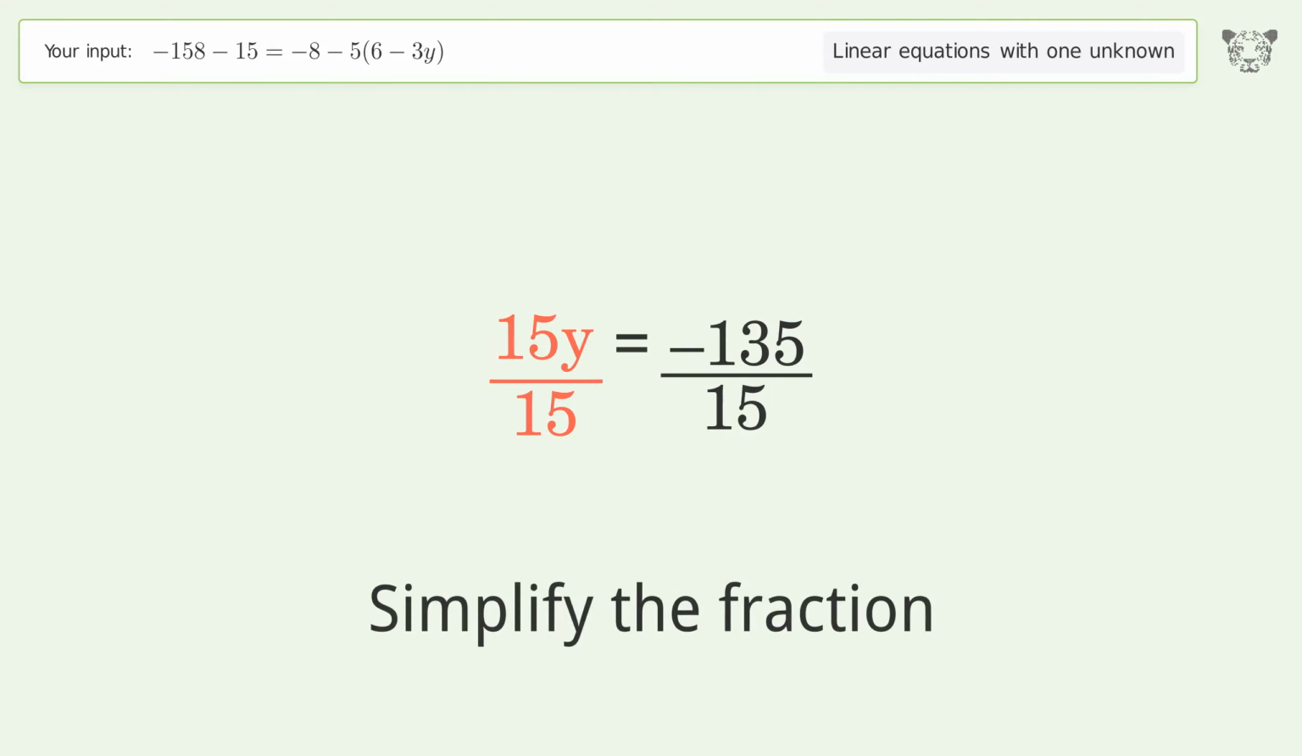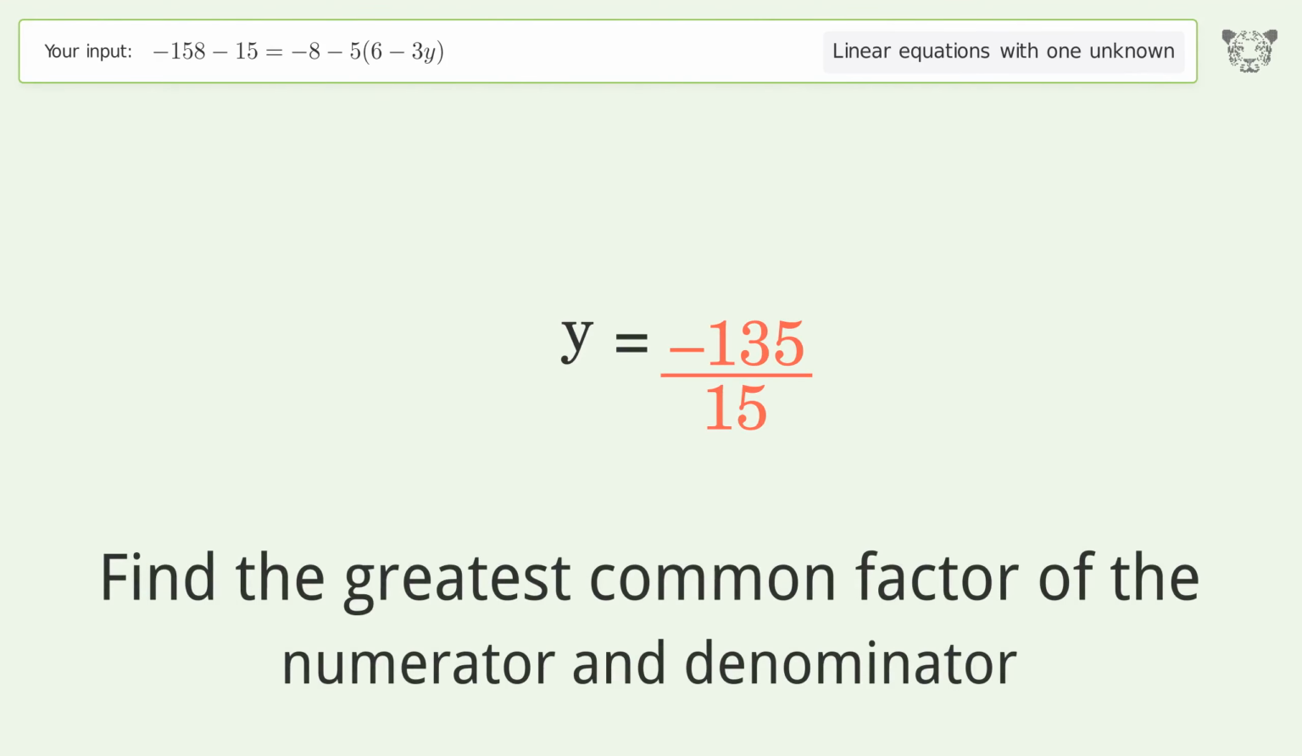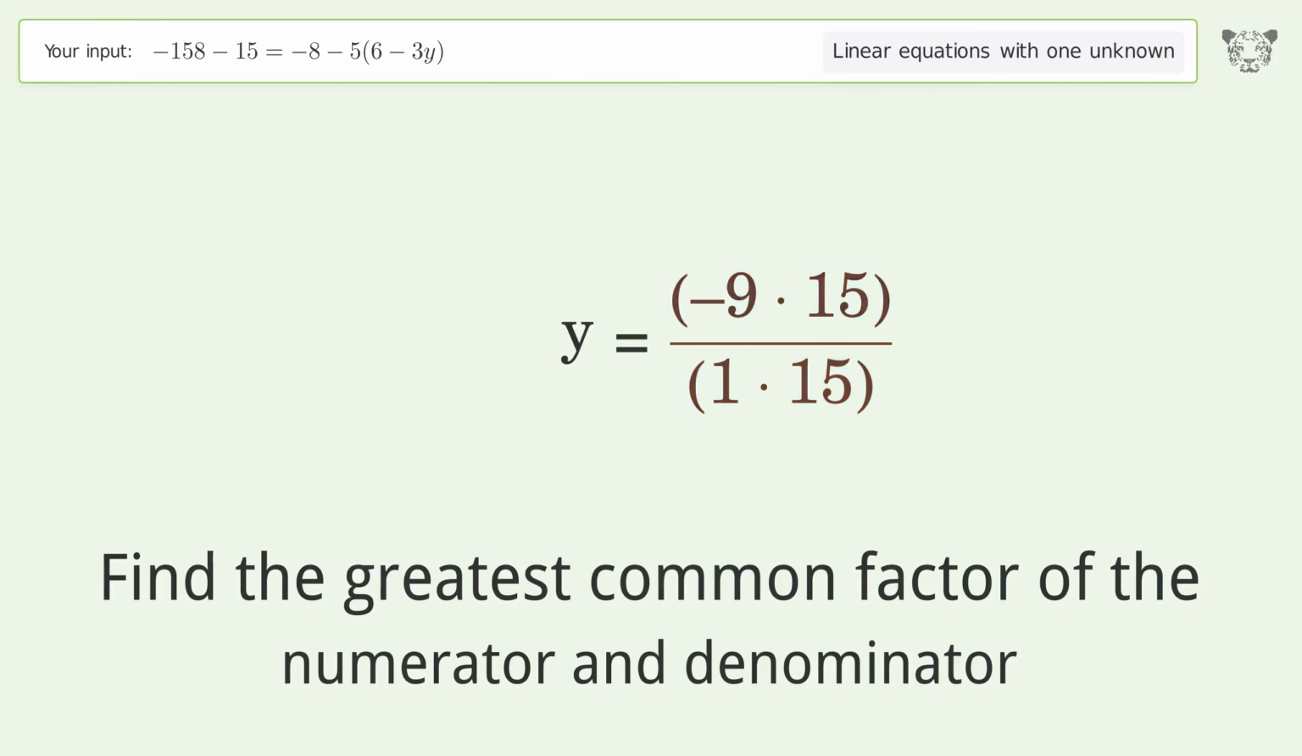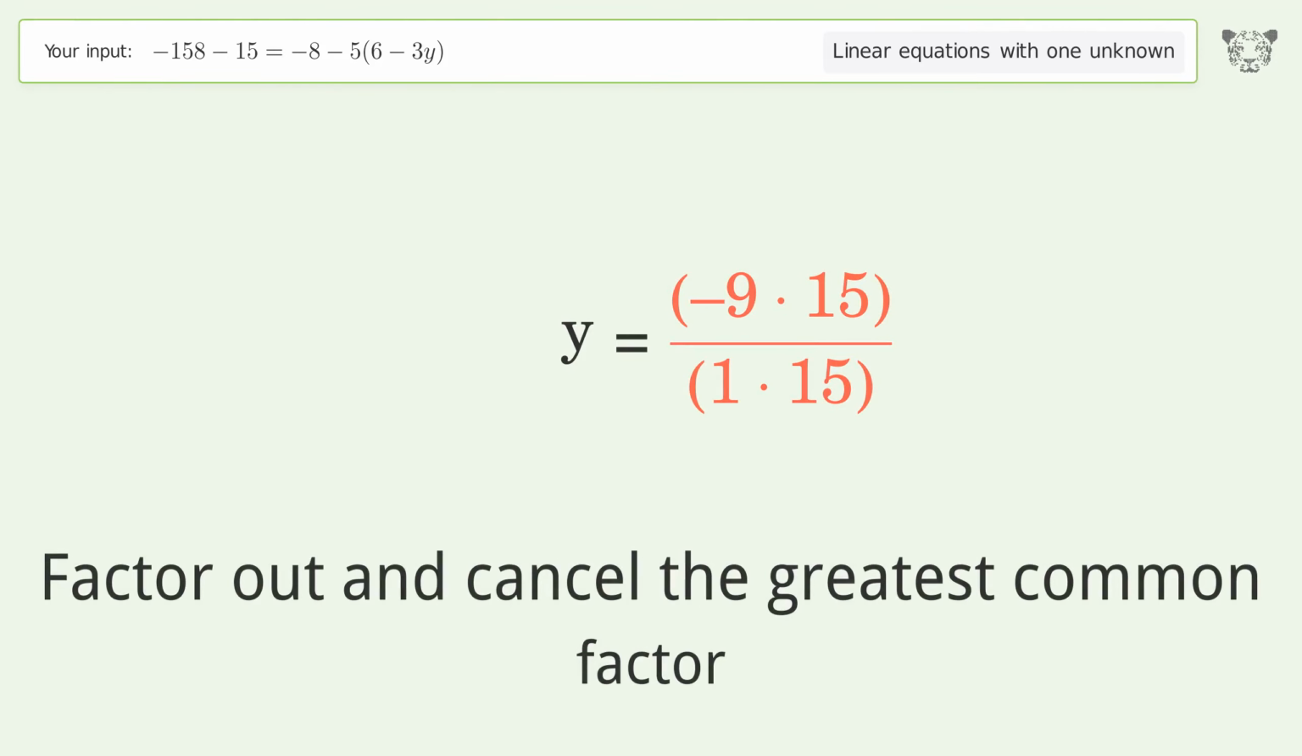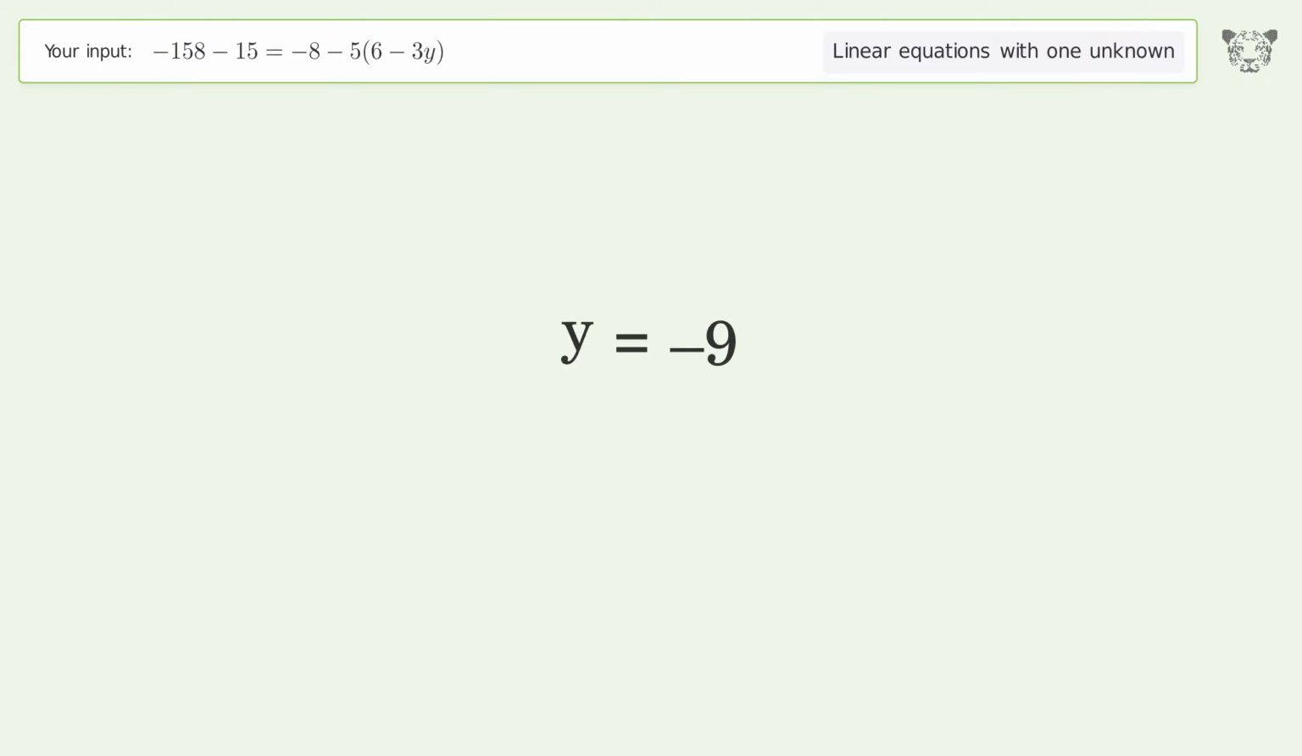Simplify the fraction. Find the greatest common factor of the numerator and denominator. Factor out and cancel the greatest common factor. And so the final result is y equals -9.